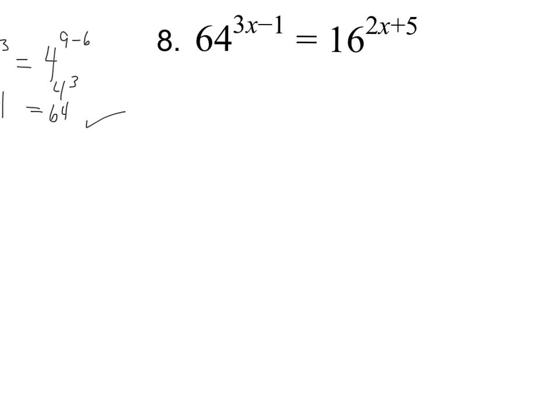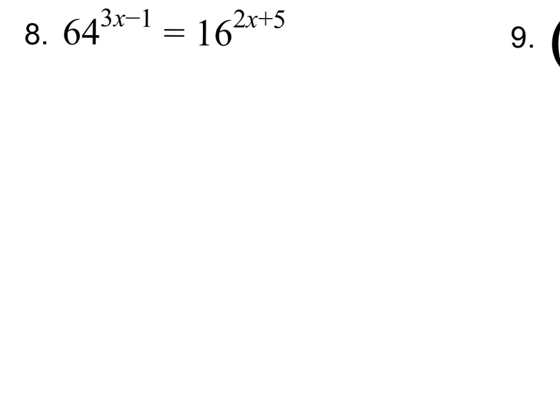Okay, let's look at the next one. The problem with this one is they do not have the same base. This one has a 64, and this one has a 16. So our first goal is going to be to try to make those have the same base. So what I'm going to do is take 64 and factor it down. And I'm just going to take it all the way down to prime numbers.